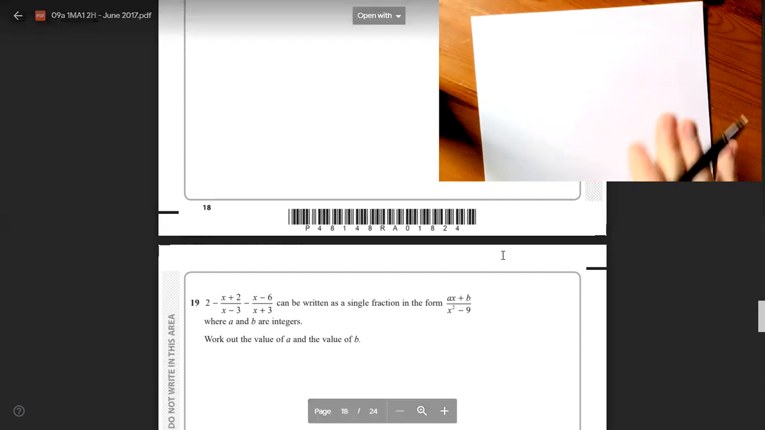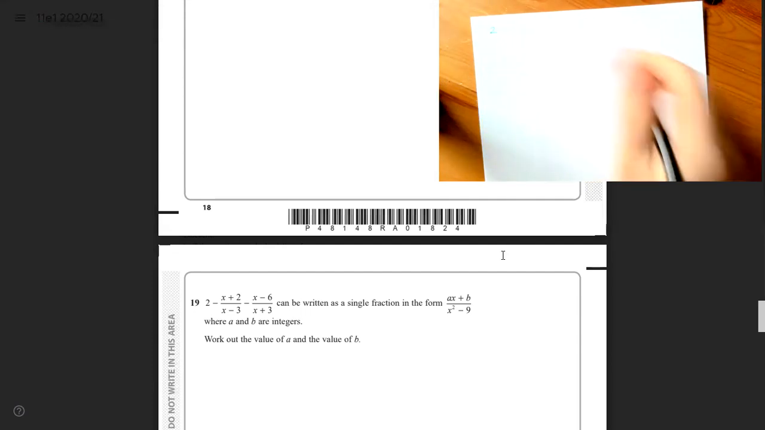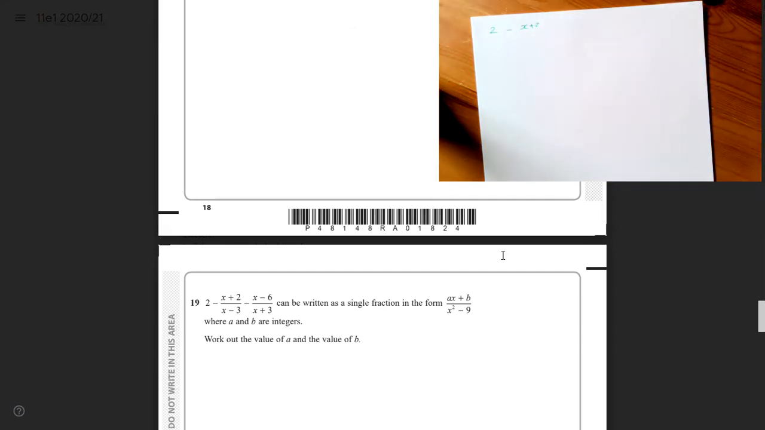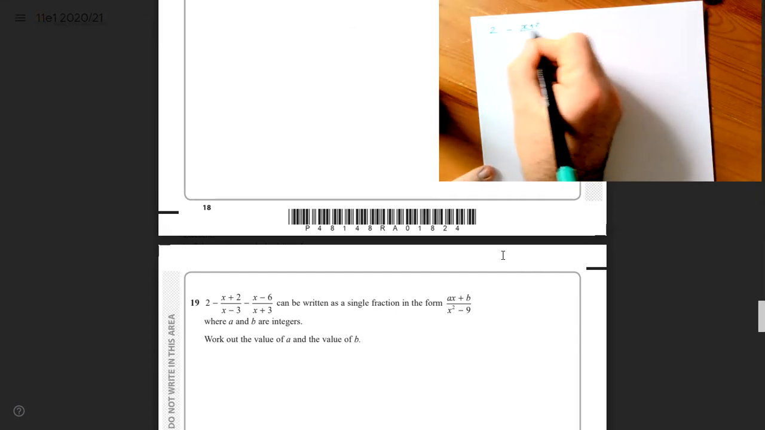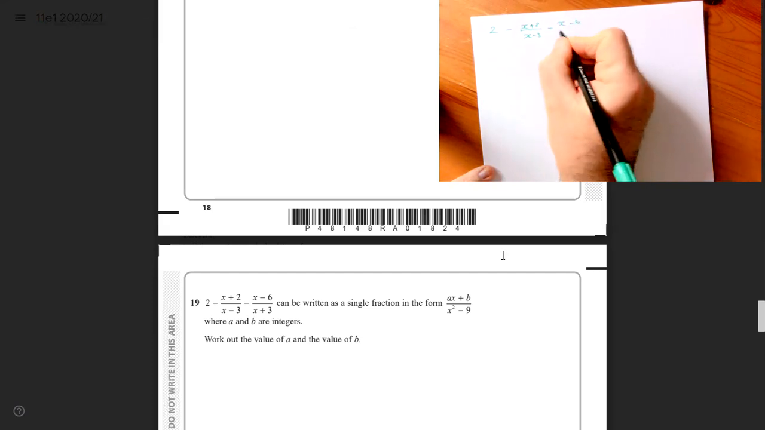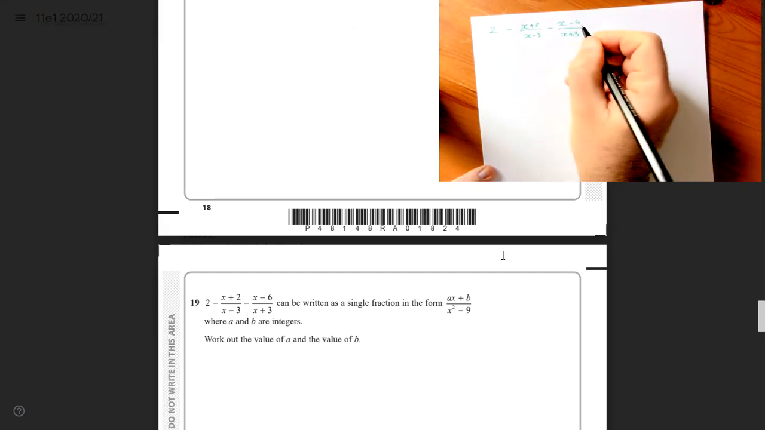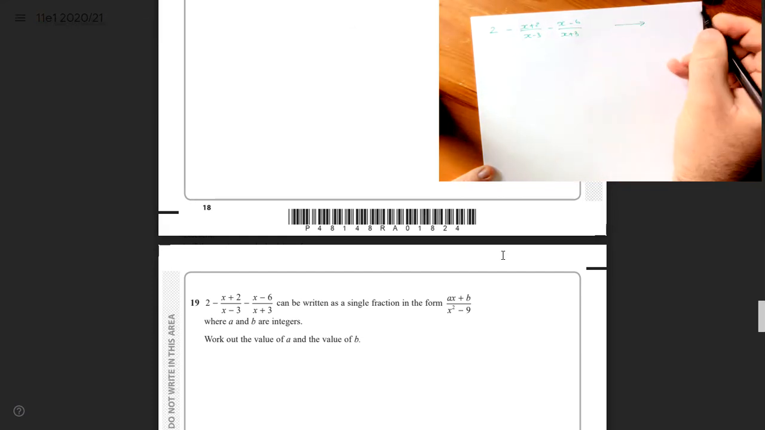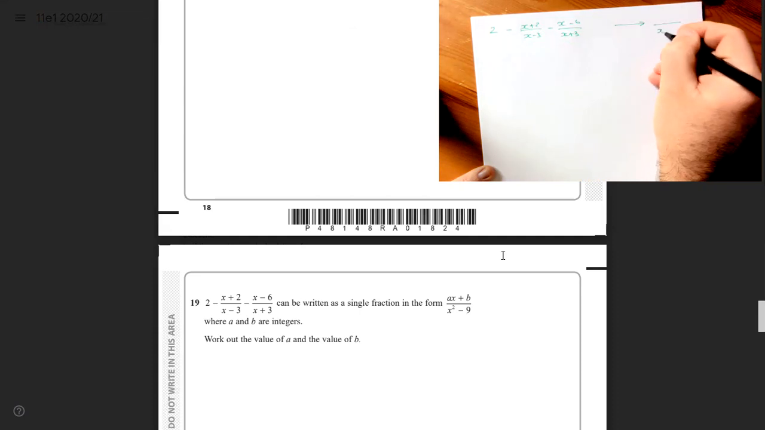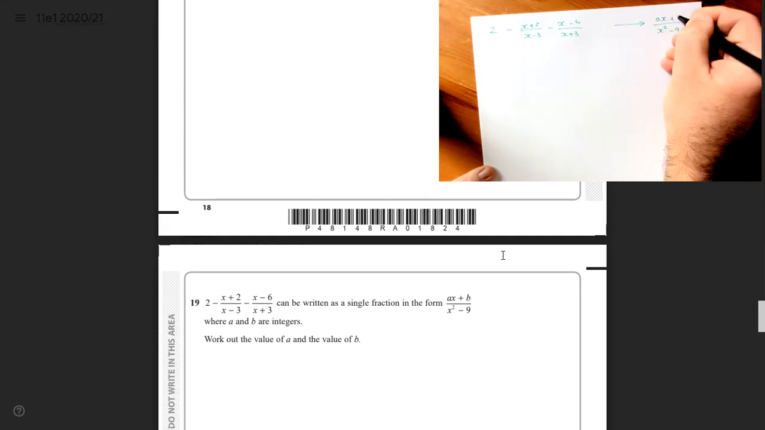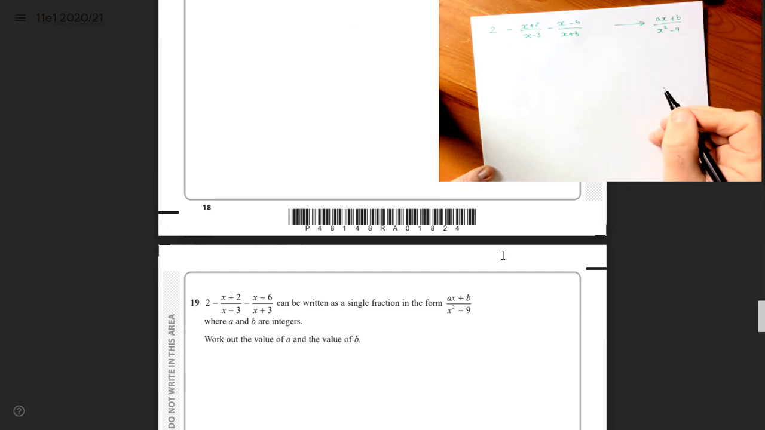So question number 19. I've got 2 minus x plus 2 over x minus 3 minus x minus 6 over x plus 3. Okay, and I want to get that as one fraction over x squared minus 9, where I've got some x's and a number.